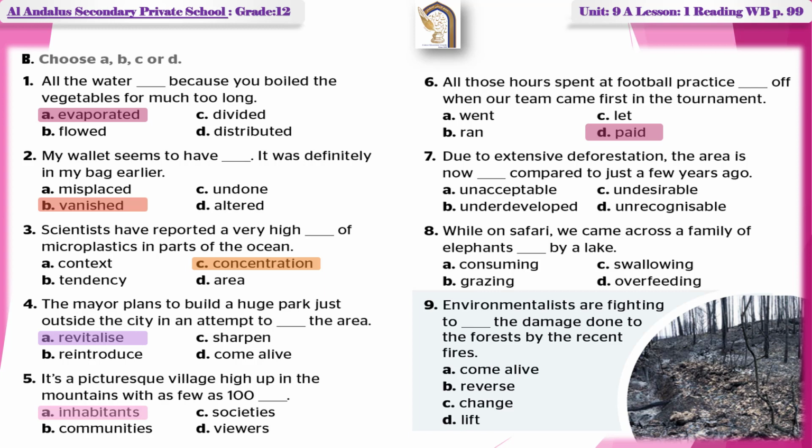Sentence 7. Due to extensive deforestation, the area is now unrecognizable. That's perfect. Sentence 8. While on safari, we came across a family of elephants grazing by the lake. Grazing means feeding on grass. That's right. Sentence 9. And finally, environmentalists are fighting to reverse the damage done to the forests by recent fires. This is very good work.